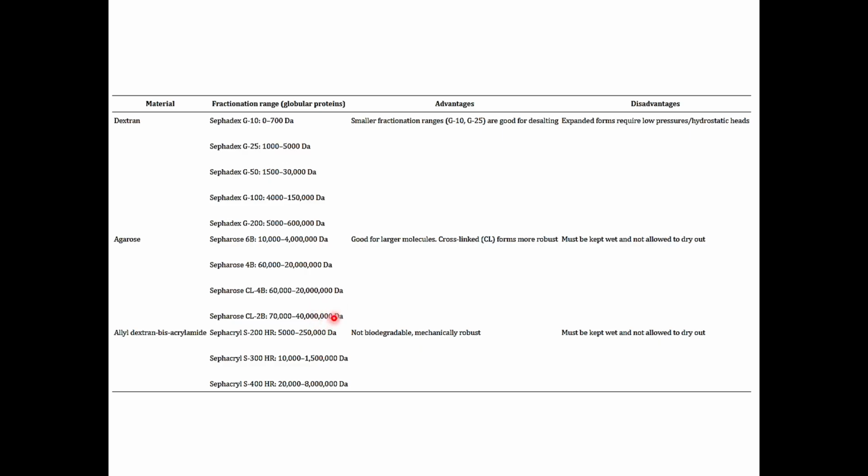You can go till 20, 40 lakh Daltons also. So they are good for larger molecular sizes and their cross-linked forms are more robust, but they must always be kept moist and wet and not allowed to dry. So if your resin or your column has dried, you cannot reuse it properly. Then you have your Sephacryl, which is not biodegradable, but it is mechanically robust. And here also you can go to very large molecular weights. This also must be kept wet and not allowed to dry out. So these are a few examples of your column beads used.